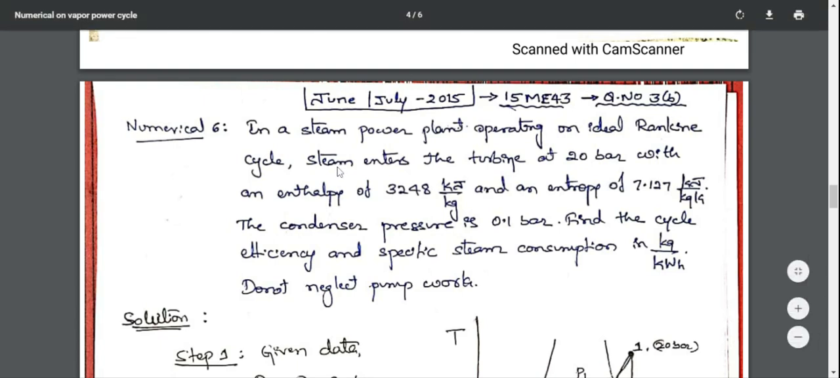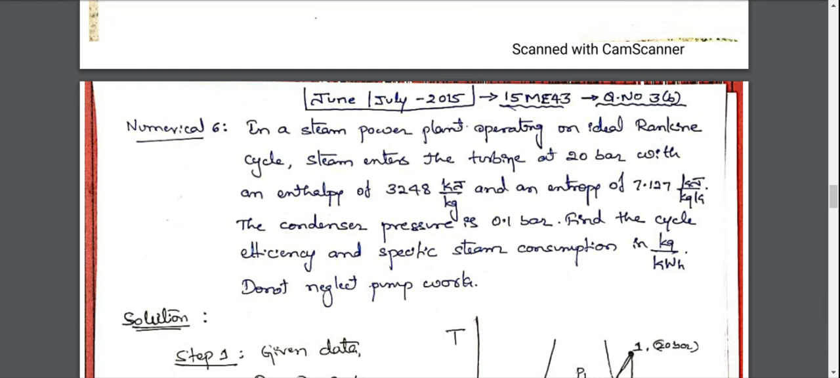Good morning, students. So today we will solve one more numerical on module number 3, vapor power cycles. So this is numerical number 6. This numerical problem I have taken from VTU question paper June-July 2015, 15 MA 43, that is CBCS scheme, and question number 3B. So first we will read the definition of the numerical or problem.